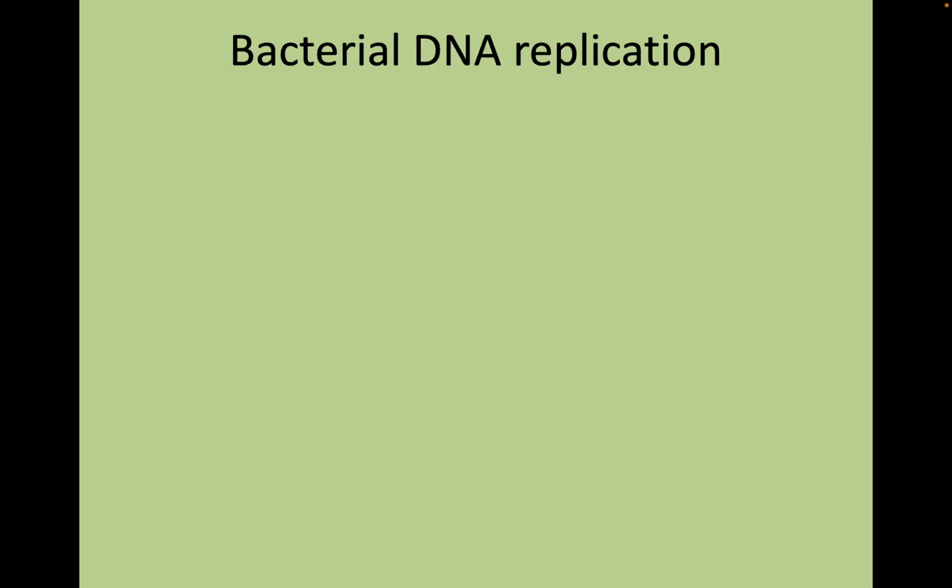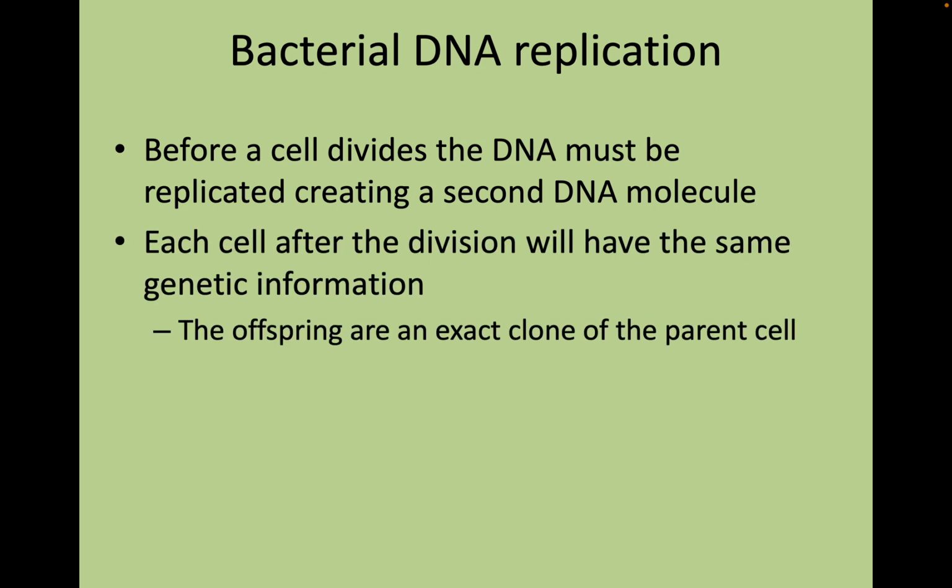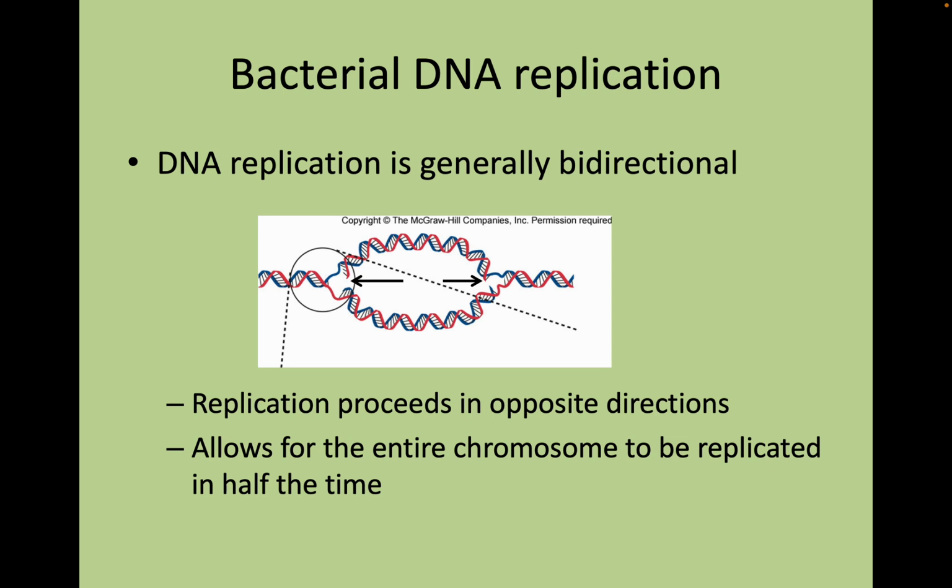In bacterial DNA replication, before a cell divides, the DNA must be replicated, creating a second DNA molecule. Each cell after the division will have the same genetic information, and the offspring are an exact clone of the parent cell. DNA replication is generally bidirectional. Replication proceeds in opposite directions, and it allows for the entire chromosome to be replicated in half the time.